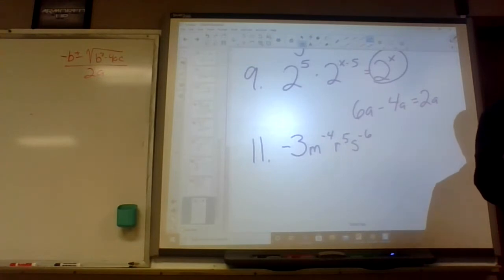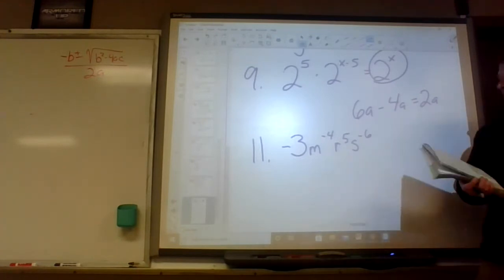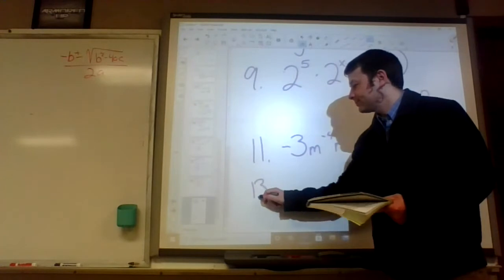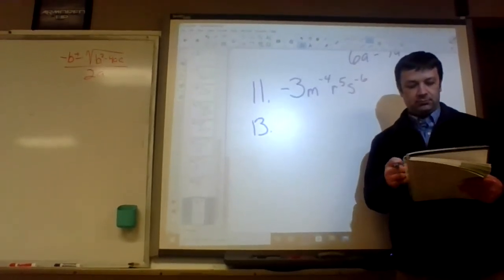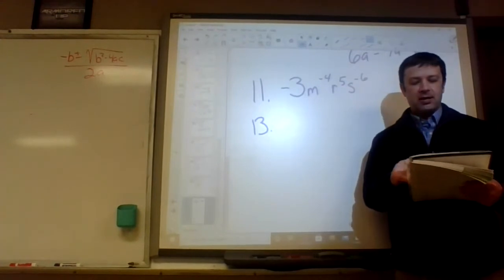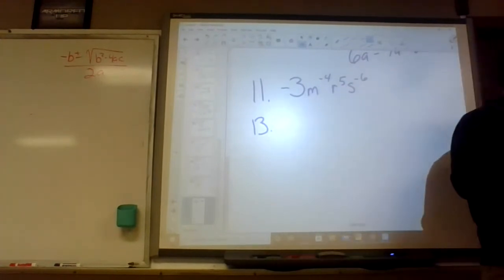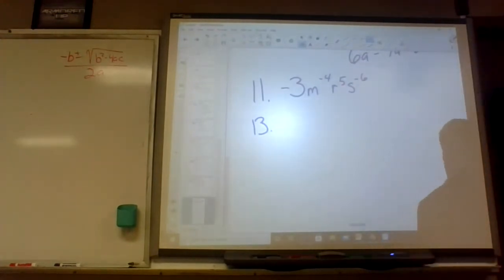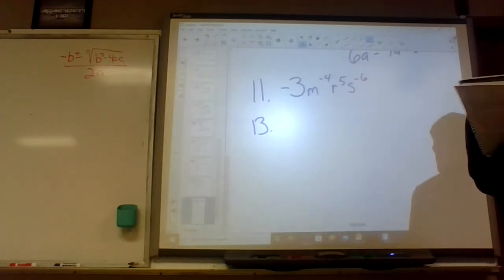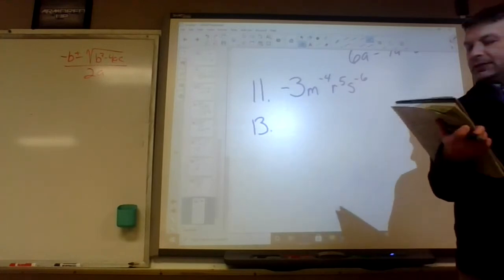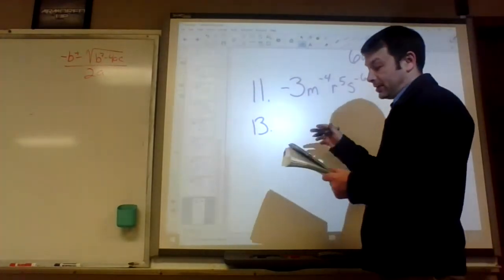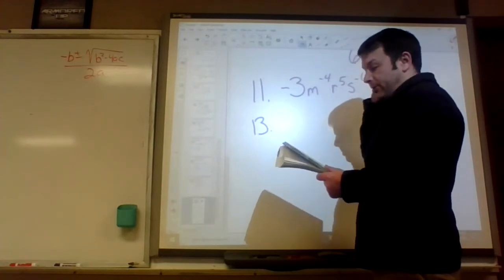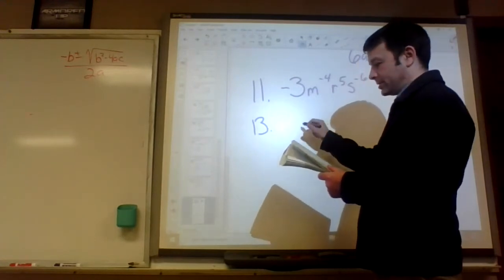Thank you, Mr. Jordan. Okay, number 13. When two fractions are multiplied together, they're really just one big fraction. So we're going to put the top together and the bottom together. The -3 is the only number on top, so it's going to stay up there.